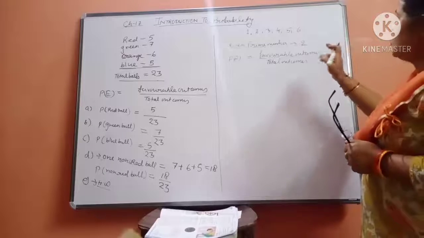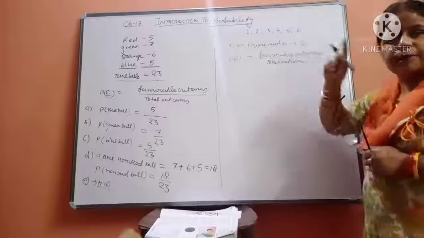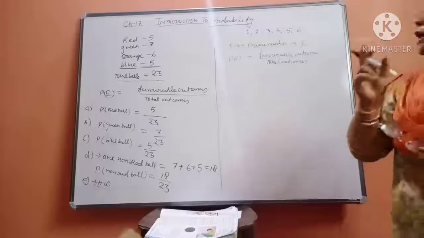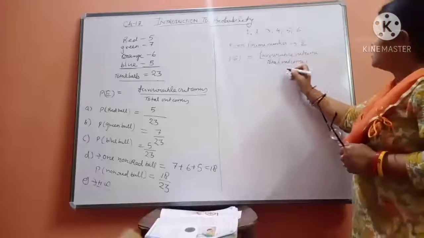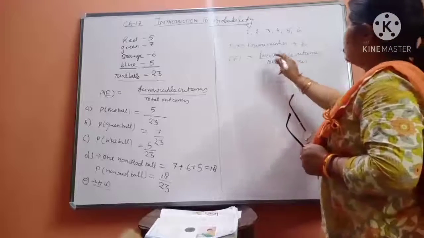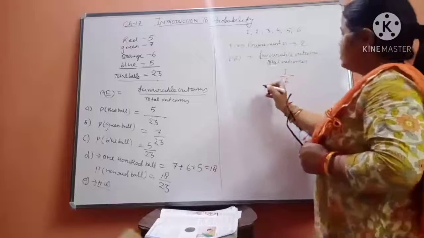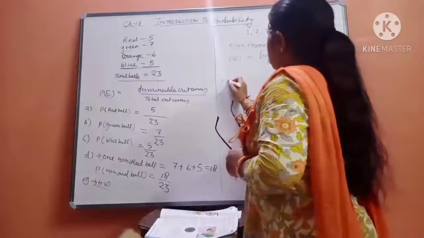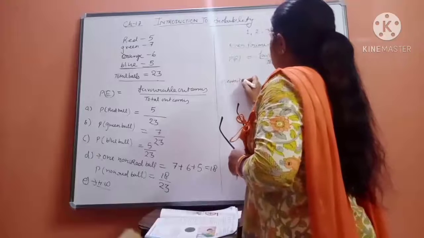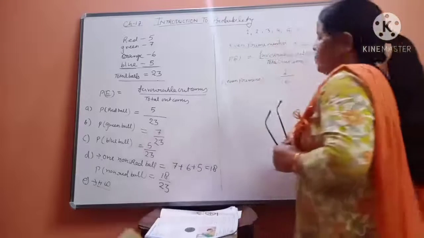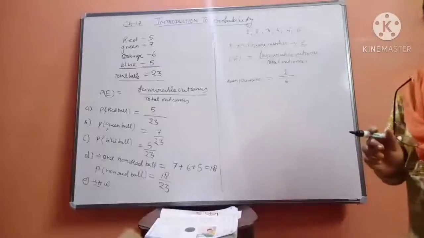हमारे पास में even prime number के कितने चांस है? तो हमारे पास केवल एक ही फेस पर even prime number है, वो है नंबर 2. So that means favorable outcomes is 1, and total outcomes, how many faces, how many chances are there? 6. So probability of even prime number is equal to 1 upon 6. So it will be your first answer.